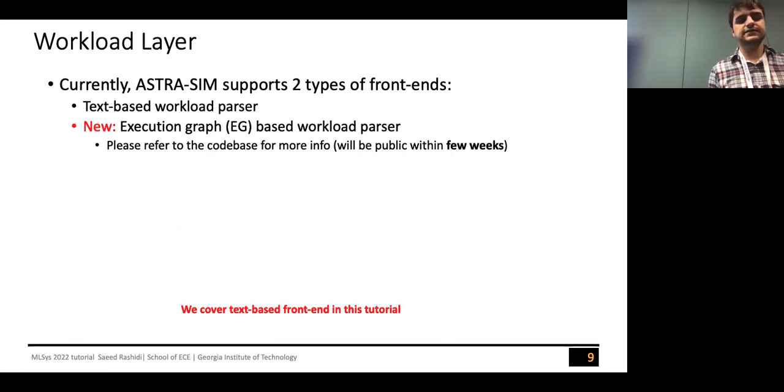It's easy to define a new workload using this text-based front end, but the amount of flexibility that you have is limited compared to the execution graph-based one, which is very expressive. You can virtually simulate any type of parallelization strategy, even irregular ones, but it is harder to write the execution graph workload input file. So depending on your usage, most of the default parallelization strategies can be captured through the text-based front end. But if someone wants to write a workload file that is very customized, then you can use this execution graph parser.